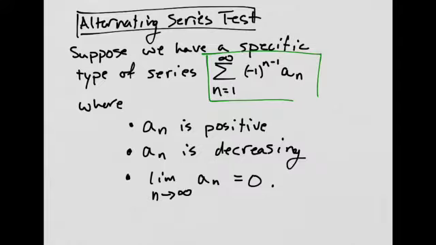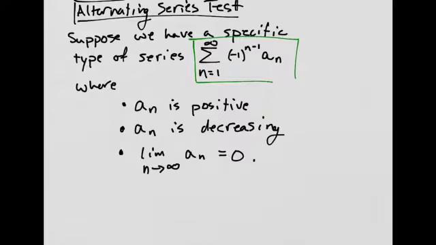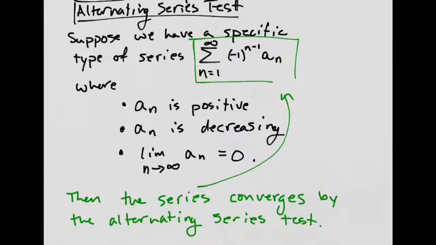And third, if you took the limit of a sub n, it approaches 0. It's decreasing, and we already know it's positive, but it's going towards 0, not towards some other number. If you satisfy these conditions, then the series converges by the alternating series test. That's it. You just have to make sure you have those three conditions, and they're really easy to check.